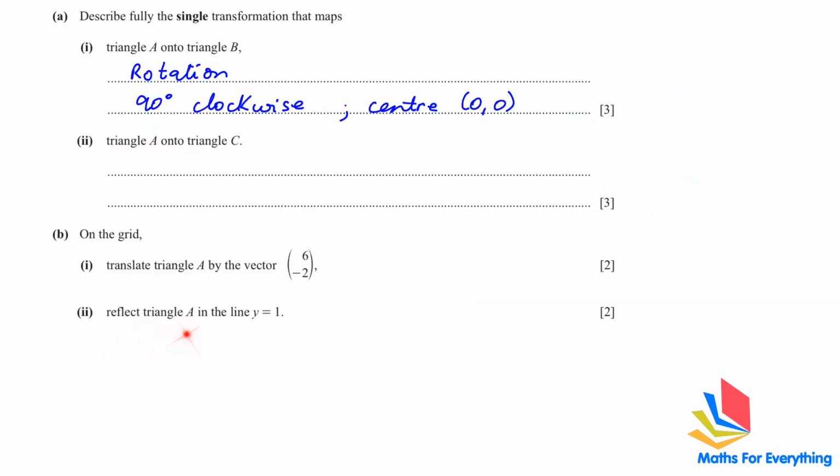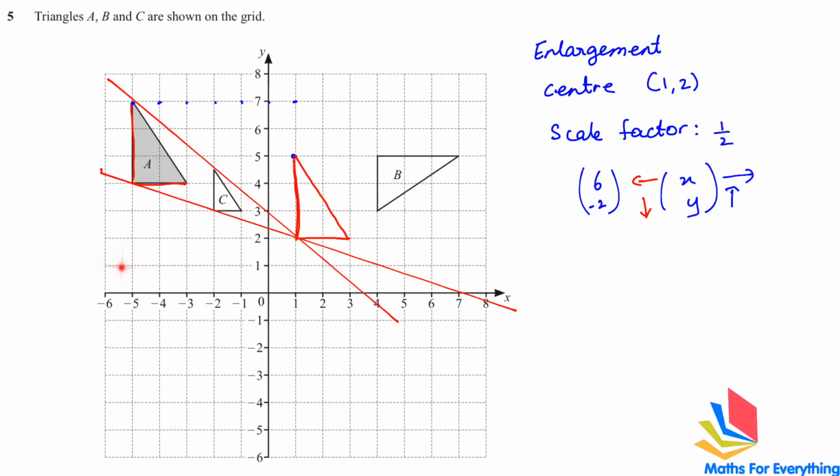Next, reflect triangle A in the line y is equal to 1. Y is equal to 1 is here. So draw a line and then we'll reflect it. After drawing the line y is equal to 1, we'll reflect the triangle. Count the number of squares you have, 1, 2, 3. So we go 1, 2, 3 down, and then you just 1, 2. This is the reflected image of A in the line y is equal to 1.